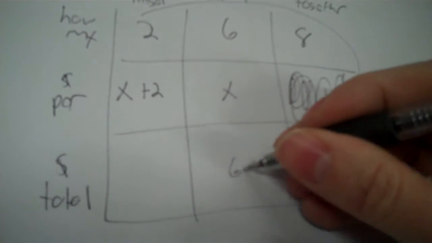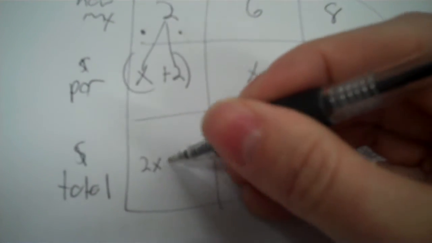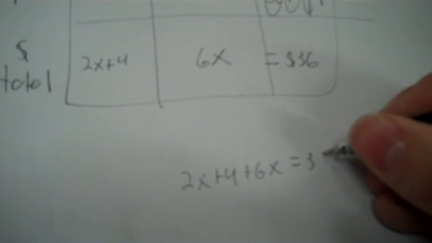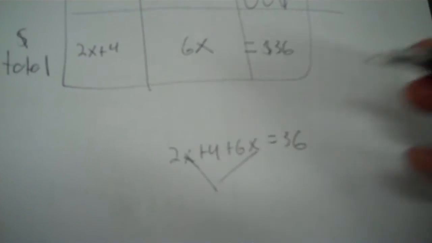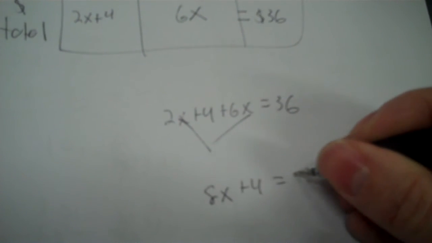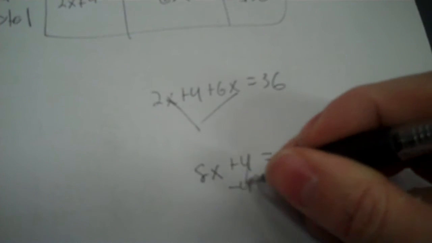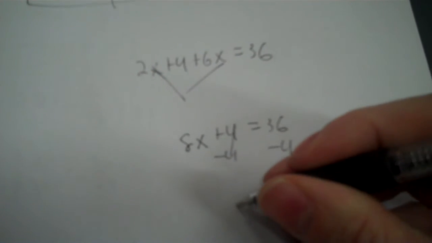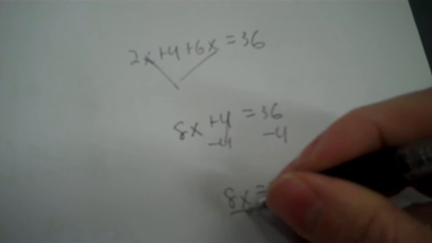So 6 times x is 6x. Now how do we multiply this? Well, you put it in parentheses and make your rainbows. So 2 times x is 2x, 2 times 2 is 4. Okay, so write your equation. You're going to combine the x's, add those, that's 8x plus 4 equals 36. Now we minus 4, that's 32. Divide by our 8, and x equals 4.